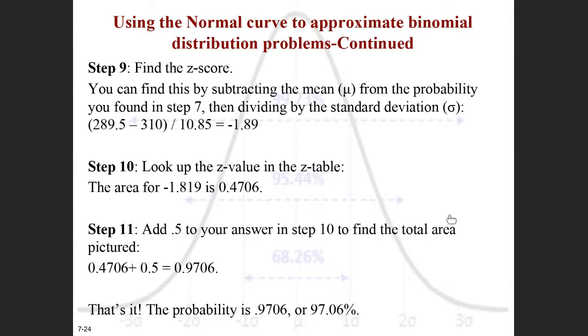Depending on the question that's asked, you have to use the whole curve. You may not be asked that question. In this particular example, it's asking to find the total area. So you add the 0.5 to the 0.4706, and you get 0.9706. So the probability is 97.06. Okay. Does everybody understand that?